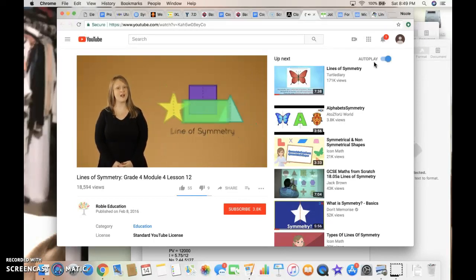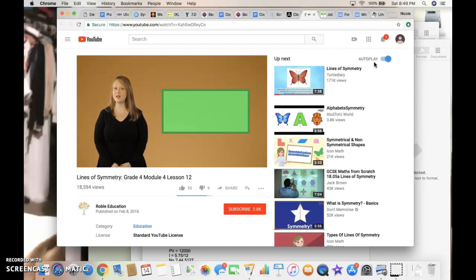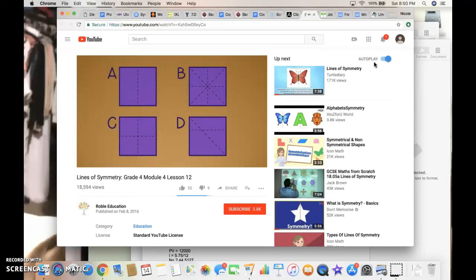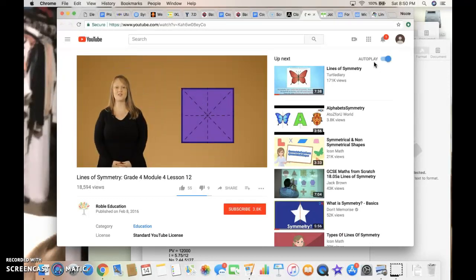For example, in this rectangle, we have how many lines of symmetry? Let's take a look. 1 fold, 2 folds, and nope, that doesn't look symmetrical. So this rectangle only has 2 lines of symmetry. How about this square? How many lines of symmetry can you find? Remember, you can fold on the diagonal. That's right, 4 lines of symmetry, as you can see here.